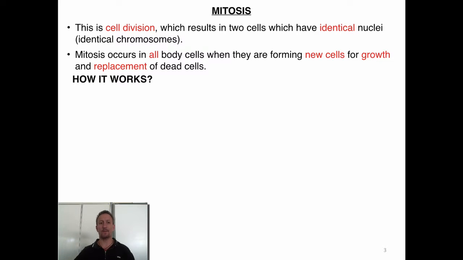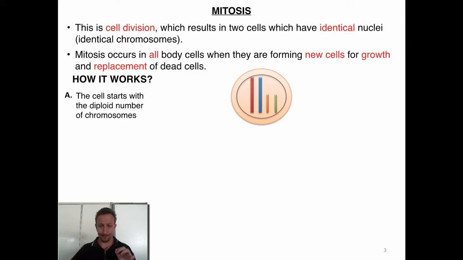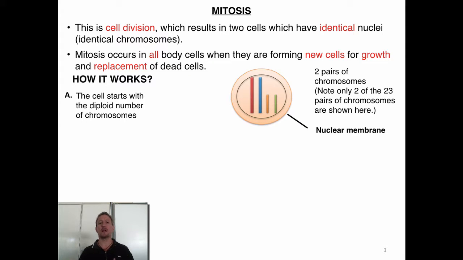So how's it work? Well, it's very, very straightforward. What happens is the cell starts with its normal number of chromosomes. Okay? Now the chromosomes will shorten and they'll be surrounded by a nuclear membrane. The nuclear membrane protects it so it doesn't lose any of the information. What then happens is that pair is then going to split.